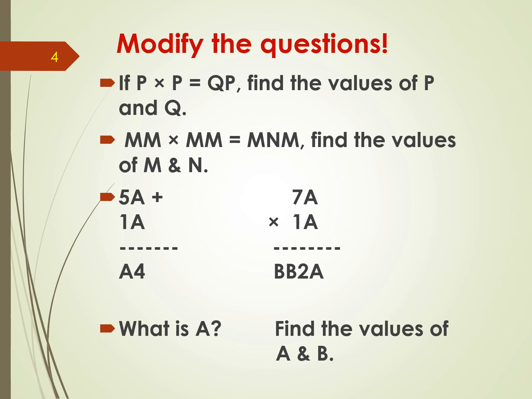So here it's not just mere recalling from memory. I want to go through this question: 5A plus 1A is equal to A4. So to get 4, what plus what is equal to 4? Students may think it can be 2. But if it is 2, can A be 2? 5 plus 1 cannot be 2.